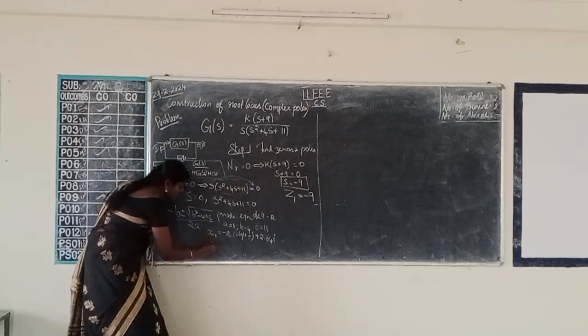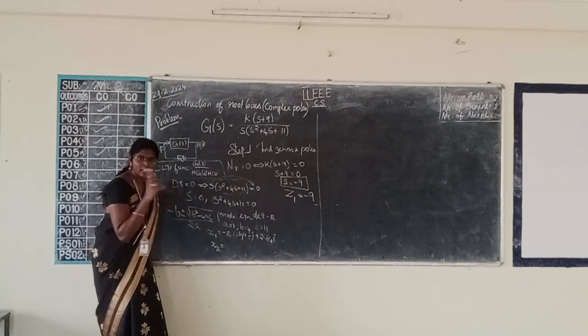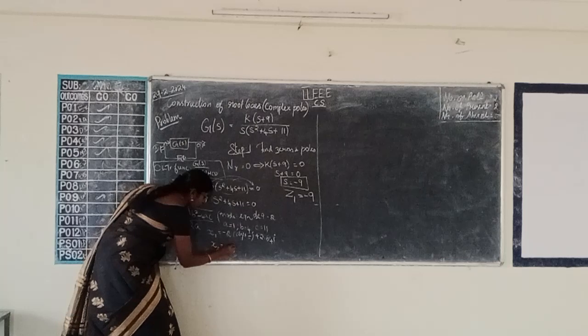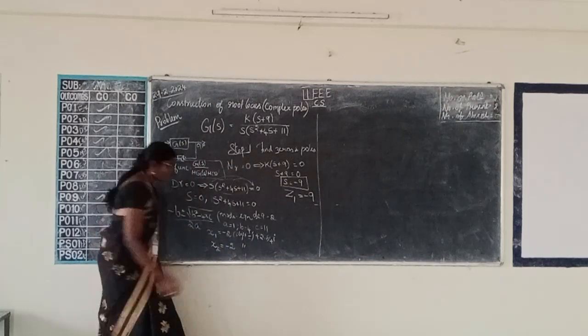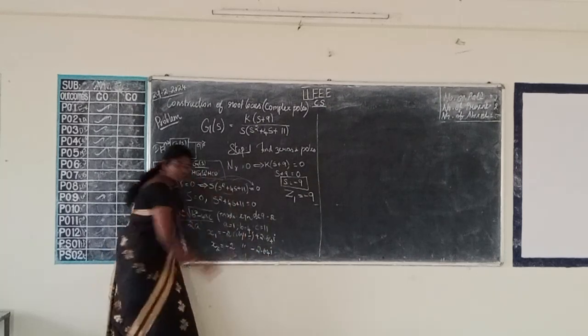Okay. Press it again. You will be getting x2. Since it is degree 2, we will be getting two numbers. Okay. So let us take minus 2. Again press the same shift equal. That is minus 2.649.